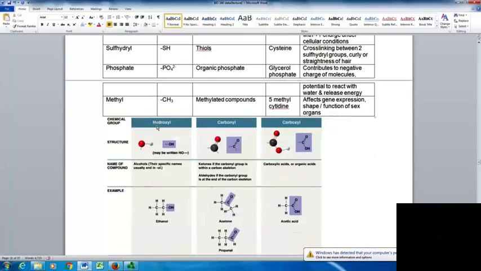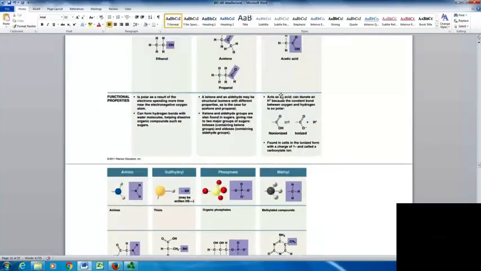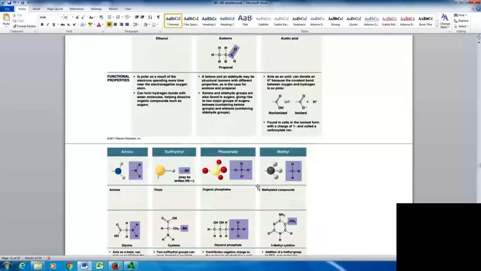So your phosphate groups, these are going to make up your organic phosphates. Example, glycerol phosphate. This is going to contribute to the negative charge of the molecules. These phosphate bonds also have the potential to react with water, and they can hold a lot of energy and release a lot of energy in the bonds. So down here you can see an example of a phosphate group.